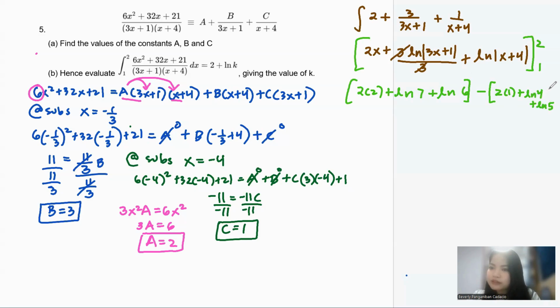What I will do is distribute my negatives so you will not be confused and to minimize the parentheses. So it will become 4 here plus ln 7 plus ln 6 minus 2 plus, that will be negative now, ln 4, ln 5. I will combine 4 and negative 2, both constants, so you're just going to have 2 here.